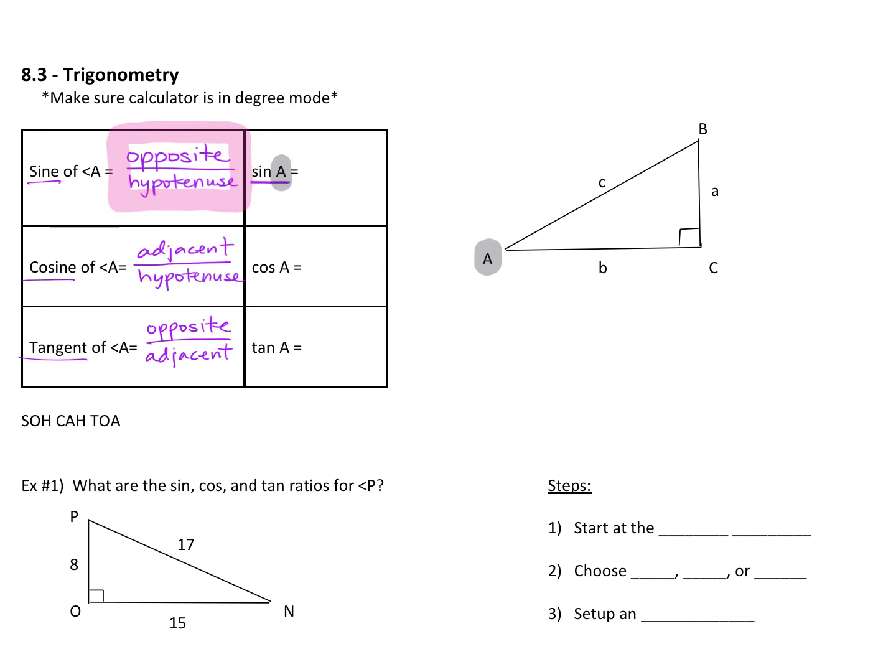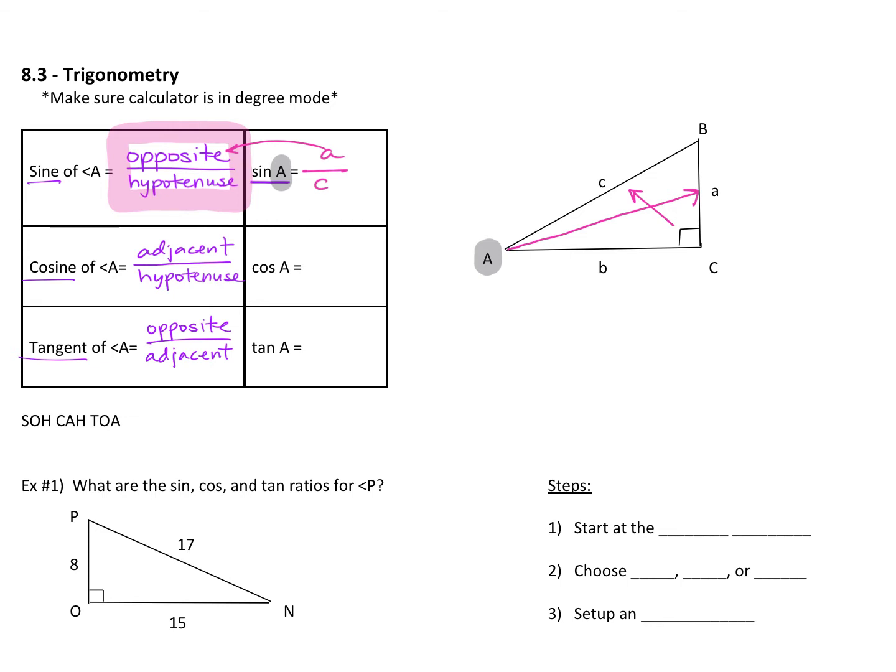It's segment BC, right? Opposite angle A, basically we're saying across from angle A is a. Okay, so opposite is a. Over, what's the hypotenuse? c. Hypotenuse is always across from the right angle. So when they say, what is the sine of A? You say a over c. Opposite over hypotenuse. Okay?